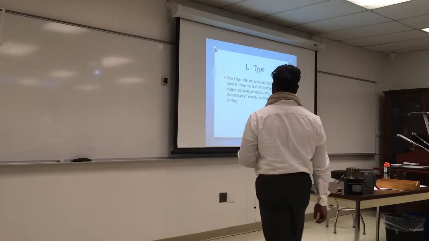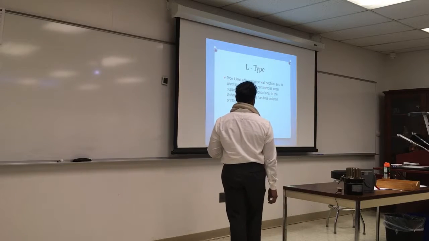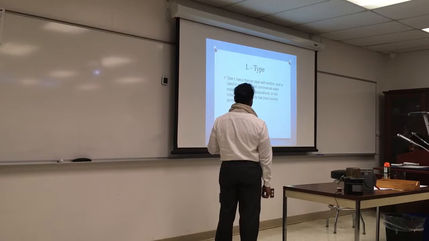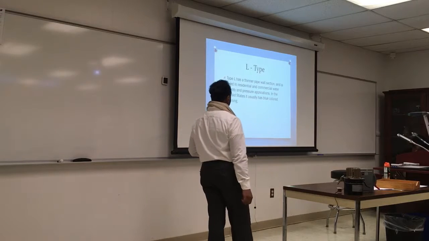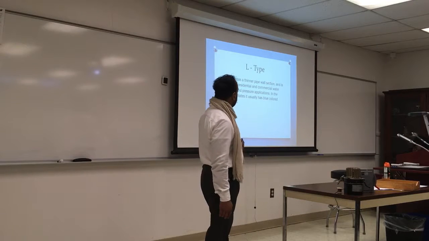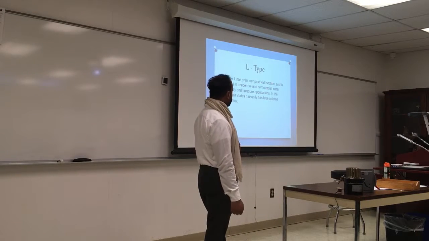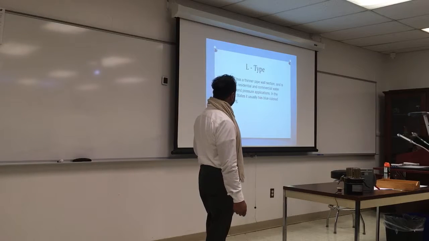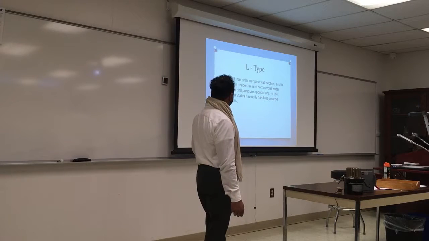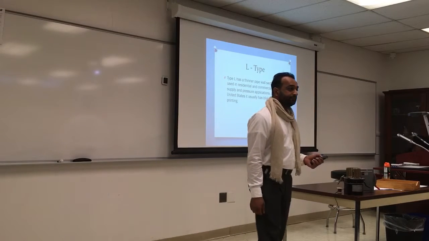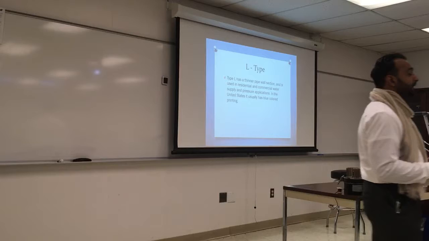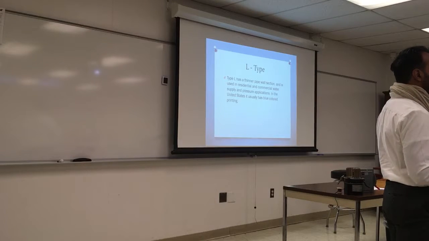Second type is L type. L has a thinner pipe wall than K. It's used for residential and commercial water supply and pressure applications. So pressure is key now. L is less thick than K, just for water and residential applications. It has blue color printing. So those are the types. Make sure before you go out and buy the copper, check the type.